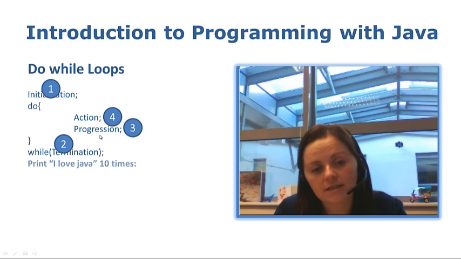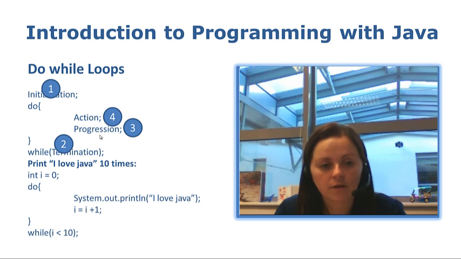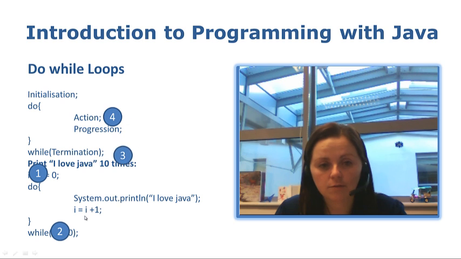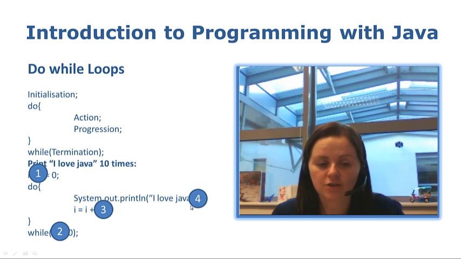Looking then at the same example, I love Java. You'll see we have our int I equals 0 is our initialization. Down the bottom we have our I less than 10, which is our termination. Inside then we have our I equals I plus 1, which is our progression. And finally we have our system.out.println, which is our action.